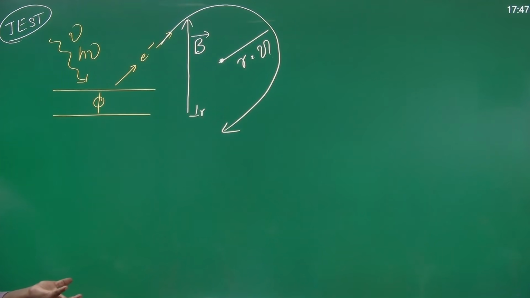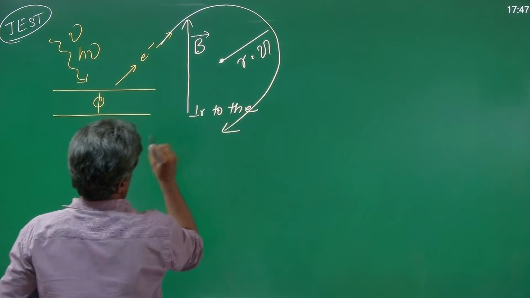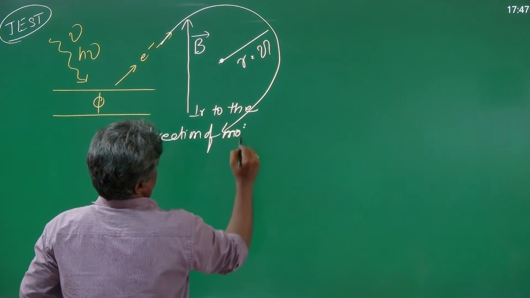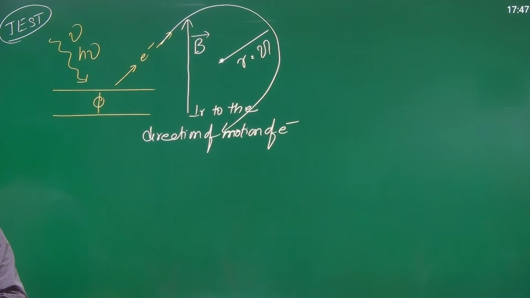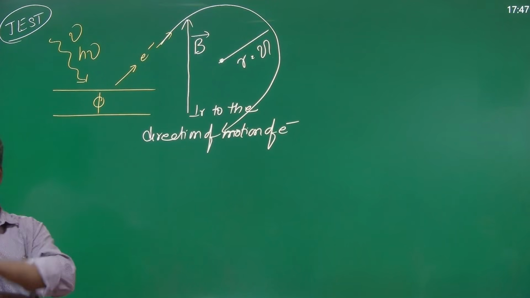Everybody knows the photoelectric effect. Everybody knows what the kinetic energy of the electron is: h nu minus h nu naught, or phi, whatever it is. But see how they are framing the question. Now I apply a magnetic field perpendicular to the direction of motion of the electron, and then it makes a circular path. Then what is the radius of that circular path? Everybody understand the task?